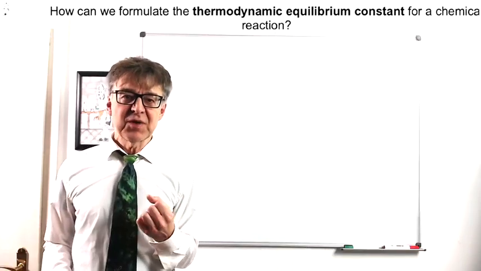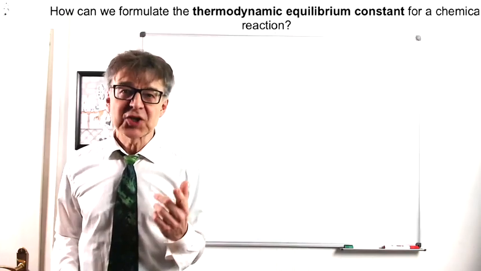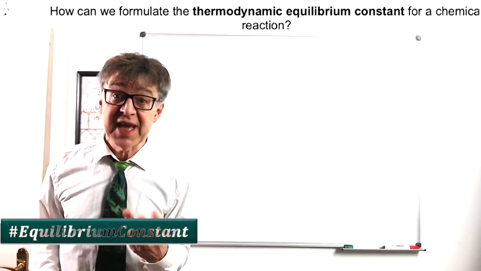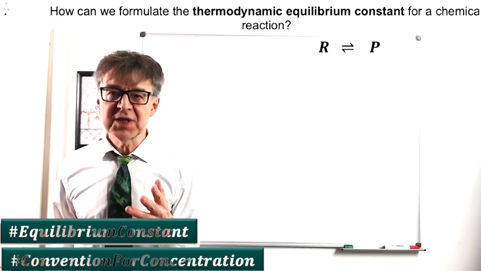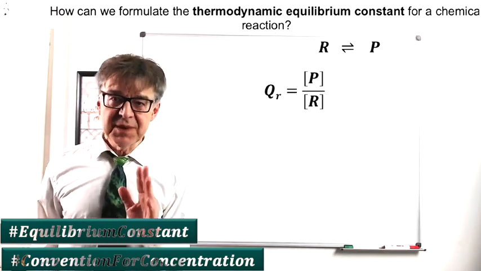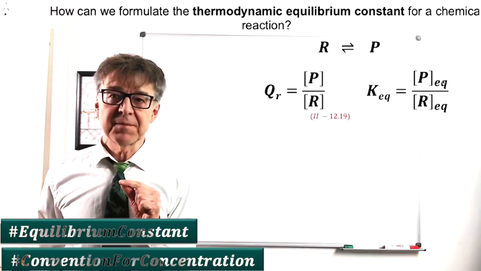You know from general chemistry that an equilibrium can be quantified by the law of mass action and by an equilibrium constant K. The equilibrium constant looks similar to the reaction quotient, with the difference that equilibrium concentrations C sub EQ are used here.